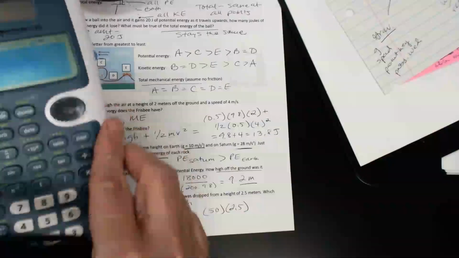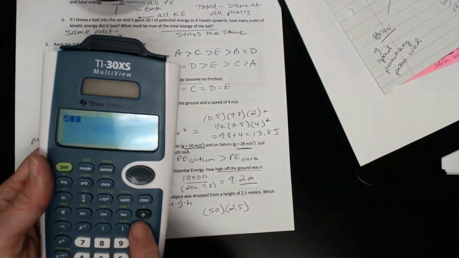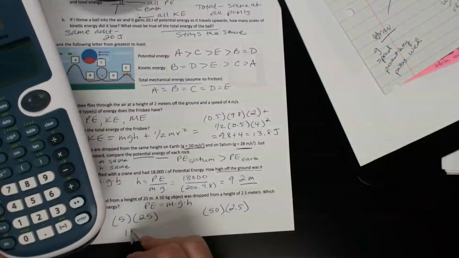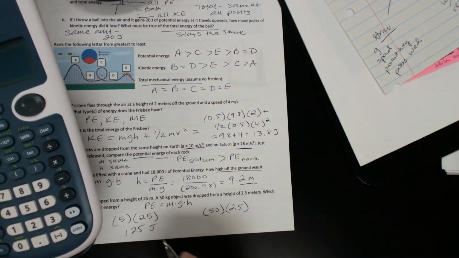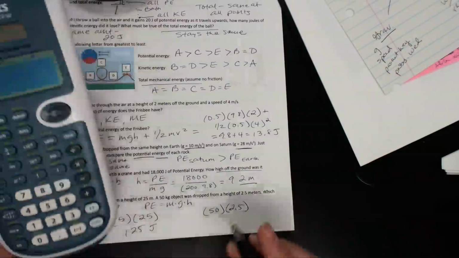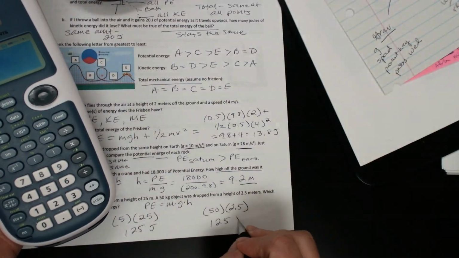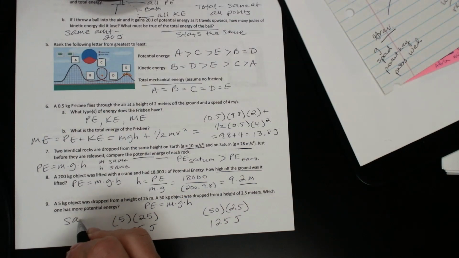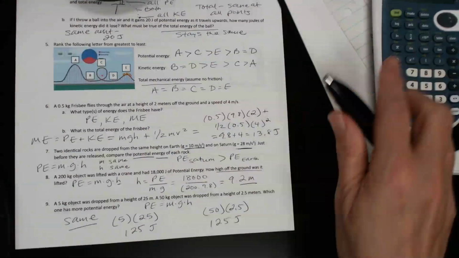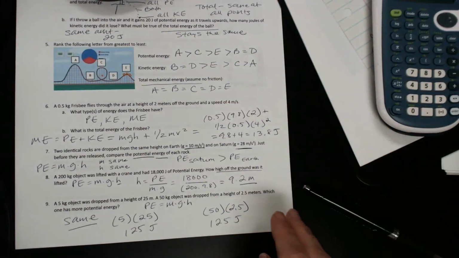I think I know the answer to this one, but I'm just going to go ahead and put it in the calculator so you can see it. 5 times 25 is 125. And 50 times 2.5 is also 125. So they are the same. Because you've got one with a mass that's 10 times less, and then your height is 10 times more, it really ends up that they're the same potential energy.